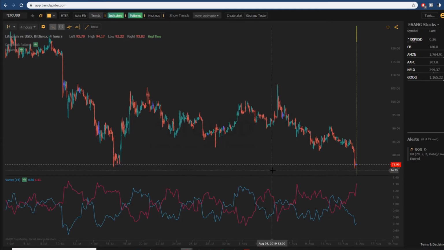Now, what this does and what this means is that you could actually look at this and include it in your trading strategy. Now, this can't be the only thing you're using.